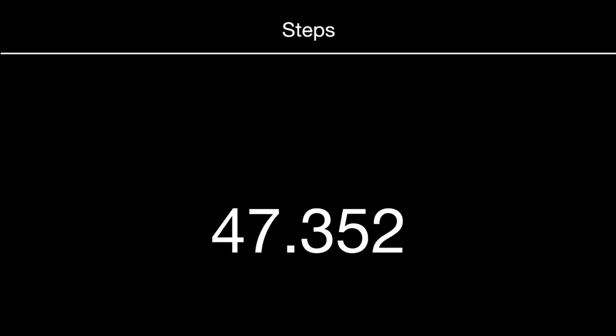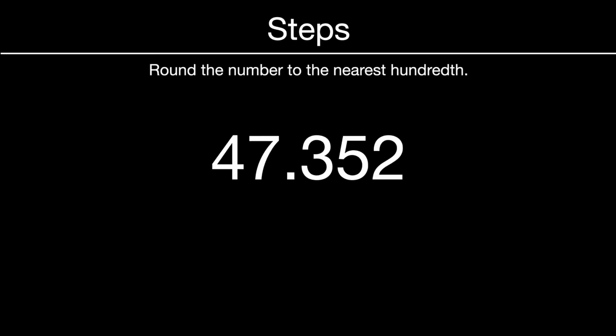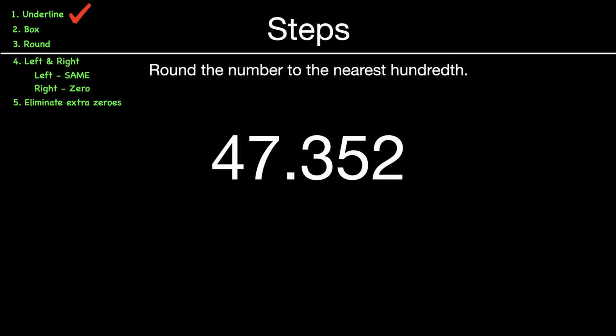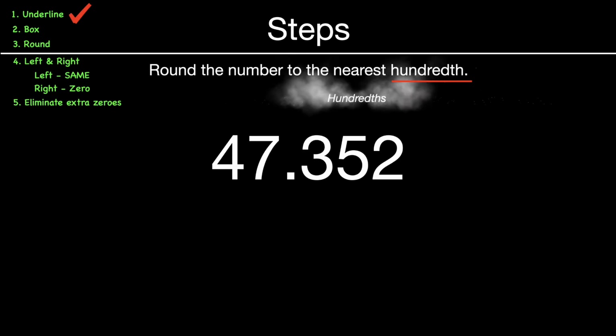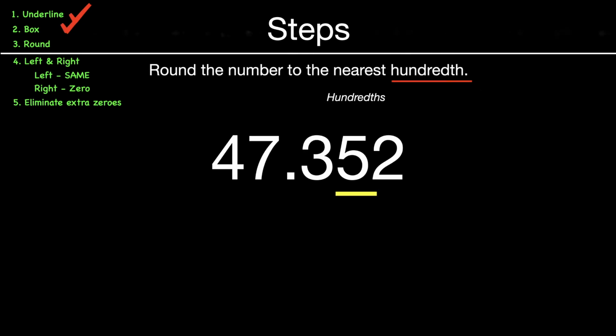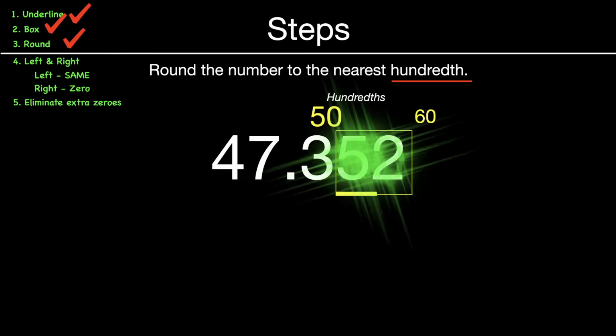Okay, let's look through our steps again. Round the number to the nearest hundredth. Okay, we'll put up our steps. Let's get started. So we underline. What are we going to underline? Direction says hundredth. That would be the 5. Box. The 52 in the box is in between the 50 and 60, but it rounds down to the 50.